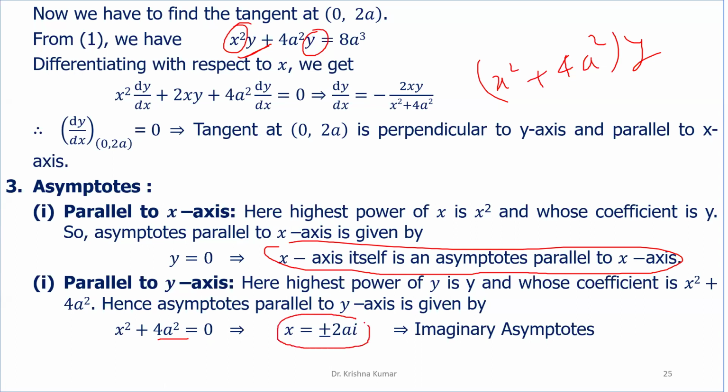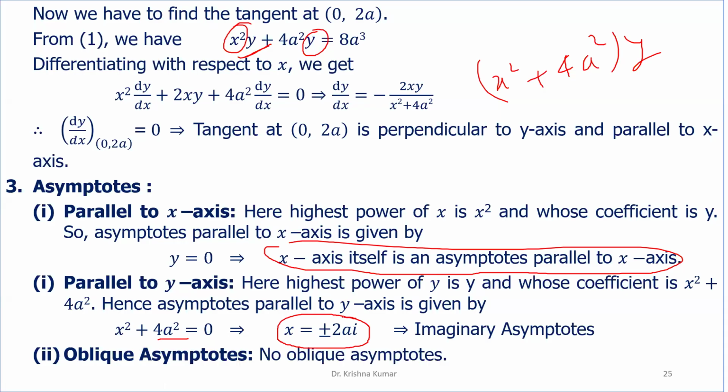So no need to find out the imaginary asymptotes, or there is no meaning to trace the curve if we are getting imaginary asymptotes. Now there is no oblique asymptote because we have already got the asymptote parallel to the x-axis.